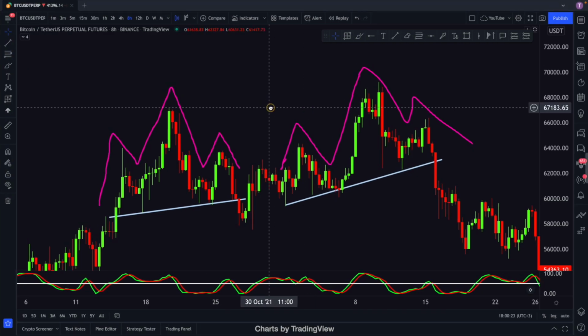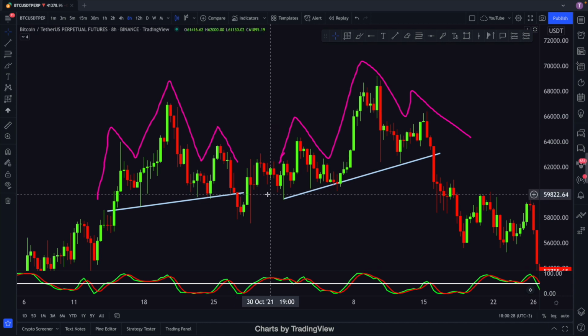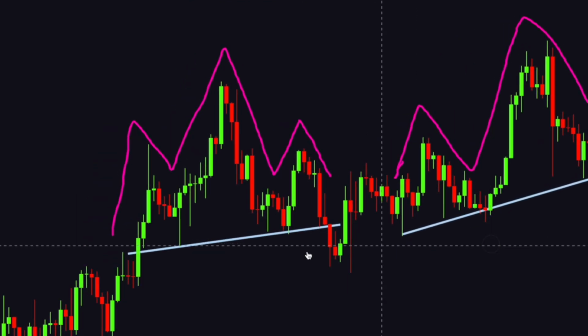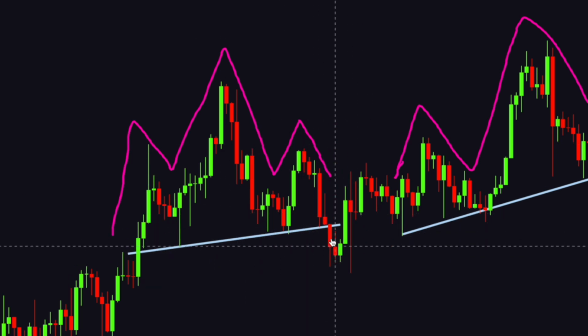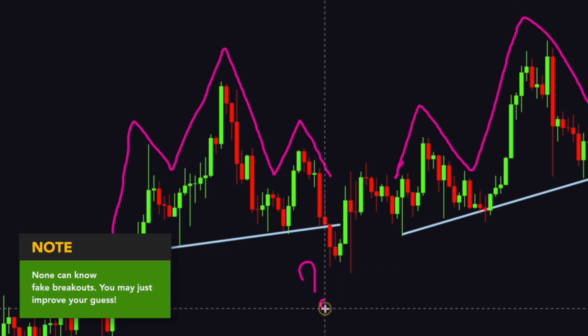Now, let's observe these two head and shoulders patterns in a row on the Bitcoin chart. These are great examples of real trading experience. As you can see, the first pattern fails with a fake neckline breakout. Now, could you have known about the fake breakout? No, you cannot. No one can know fake breakouts.